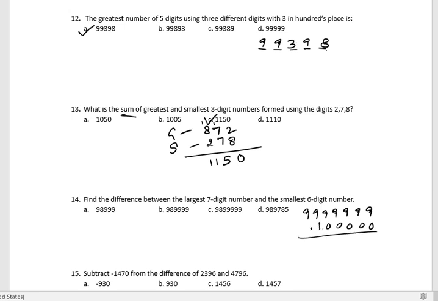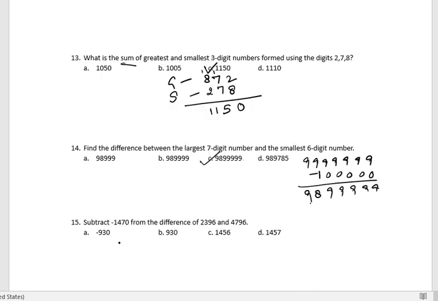So we have to find the difference. So 9 here, 9 here, 9 here, 9, 9, 8 and 9. So 1, 8. How many nines? 5 nines. So 1, 2, 3, 4, 5. This is the right answer. Let's move to next question.